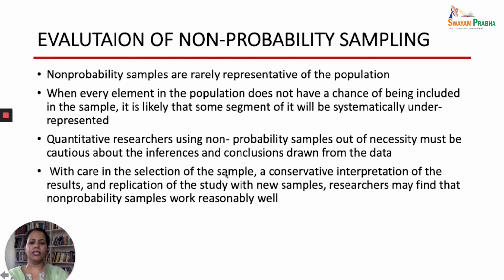So with care in the selection of the sample, a conservative interpretation of the results, and replication of the study with new samples, researchers may find that non-probability samples work reasonably well. Non-probability sampling techniques can be used well if you have a bigger sample and if you are replicating the study with new samples. So even though you are using non-probability sampling, if you do the study on different, new samples, and replication of those studies is done, and you get the same results, then you can conclude it in a better way.